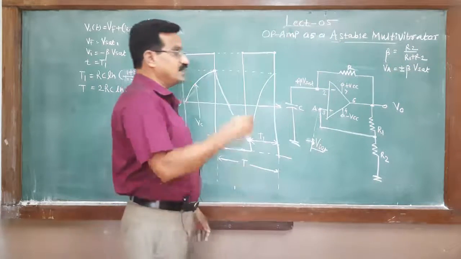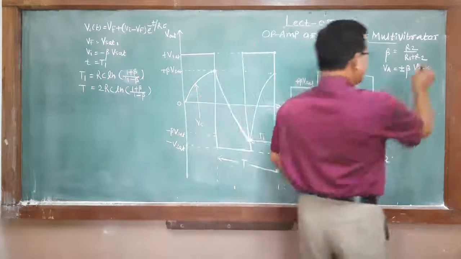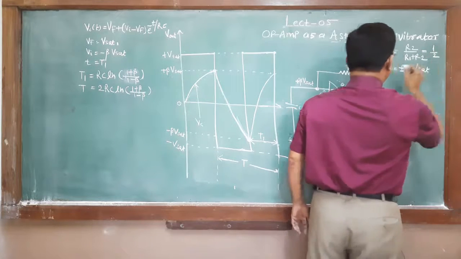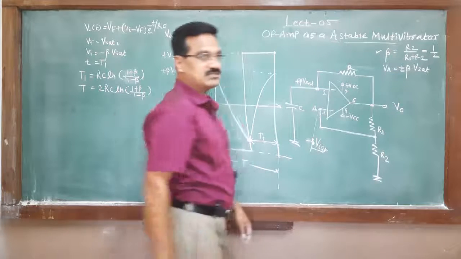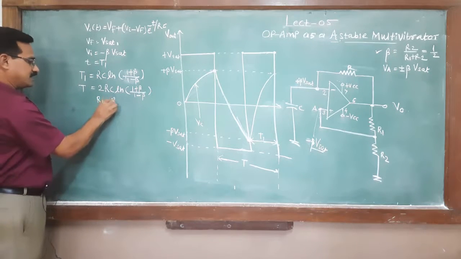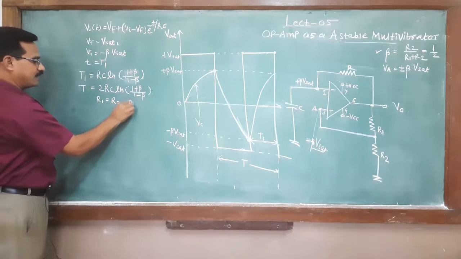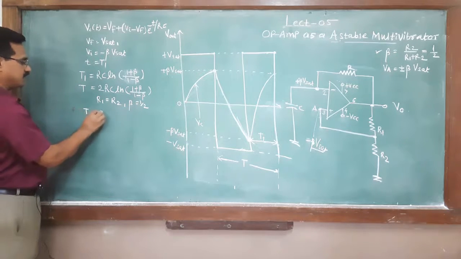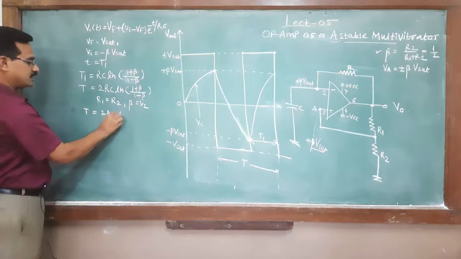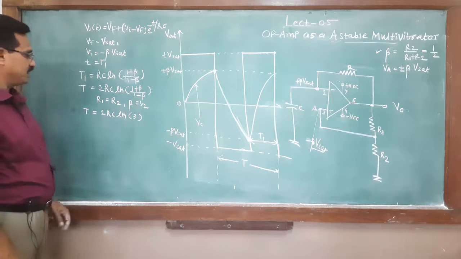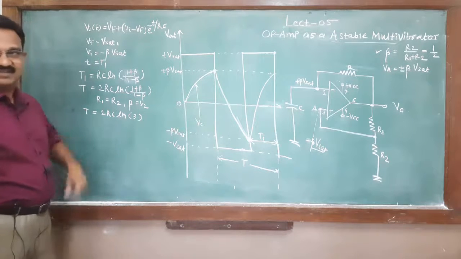If we take R1 equal to R2, then beta must be equal to 1/2. When we solve this, T is equal to 2RC log(3). This is the value of the period.